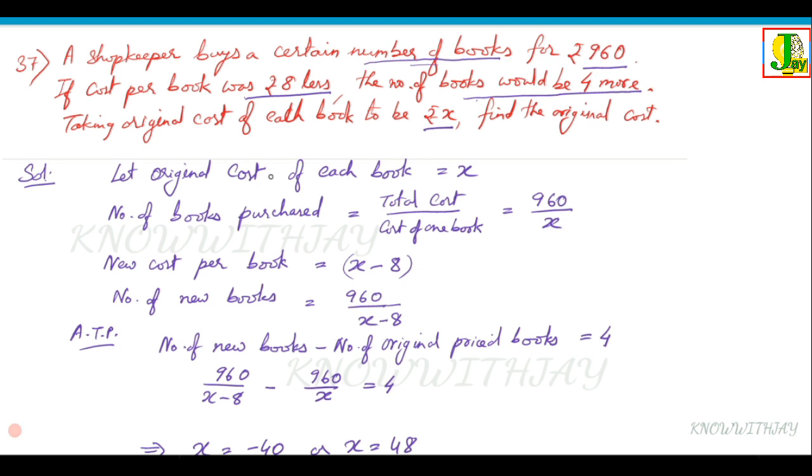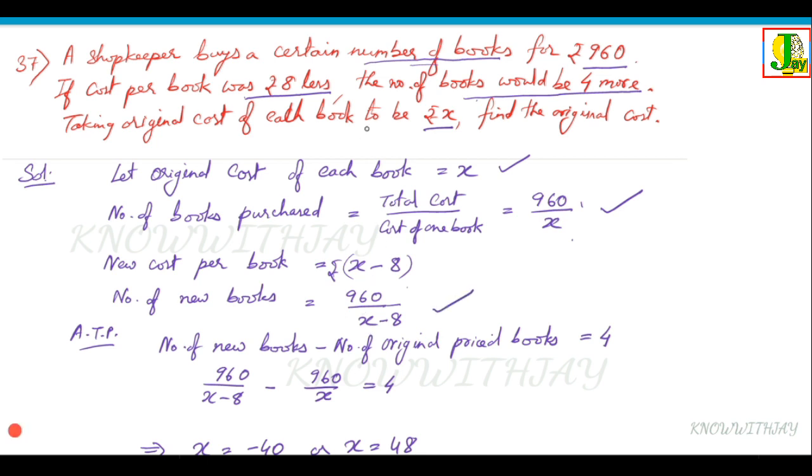So the original cost, we assumed it to be x, and then the number of books purchased will be the total cost divided by the cost of one book. The cost of one book is x and the total cost is 960, so the number of books purchased will be 960 by x. And when the price is less, the cost of each book is x minus 8 rupees, then the number of new books will be 960 by x minus 8. So this is the number of new books.